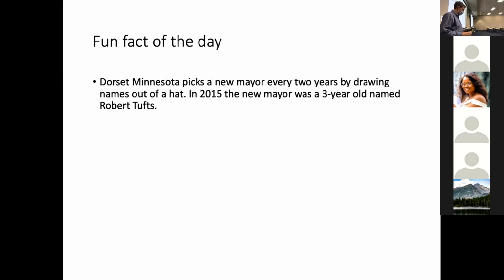All right, here is your fun fact of the day. Dorset, Minnesota picks a new mayor every 2 years by drawing names out of a hat. In 2015, the new mayor was a 3-year-old named Robert Tufts. I don't know who had to change the mayor's diaper, but I think it's very funny that that would have had to happen. I think he got the same mayor.